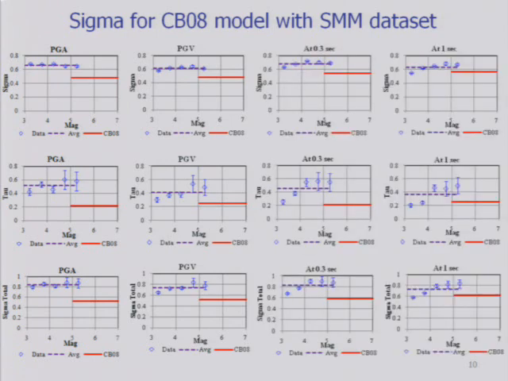At 0.3 and 1 second, we observe the same pattern. Sigma, tau, and sigma total are magnitude dependent. This dependence is stronger for tau than it is for sigma, and on average, these standard deviations for small to moderate magnitude data are larger than what's predicted by the Campbell and Bozorgnia model for larger magnitude data.